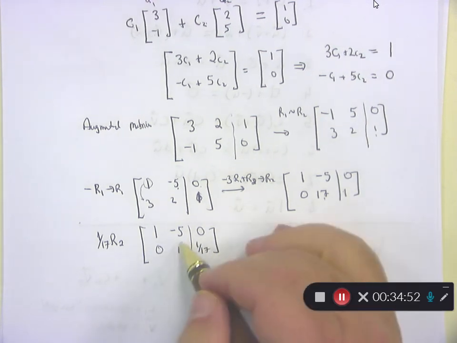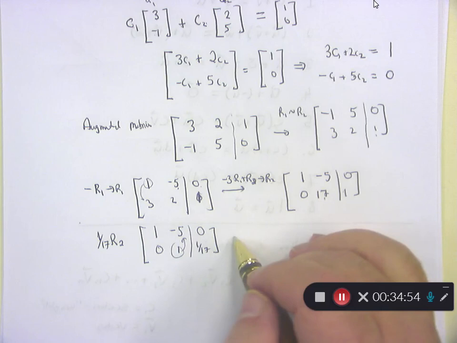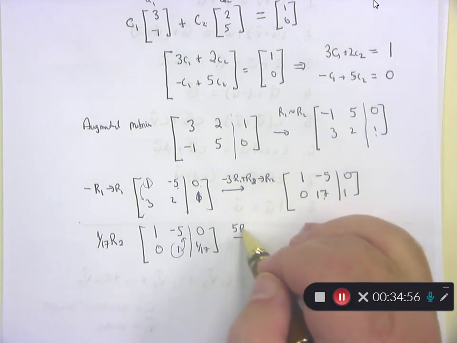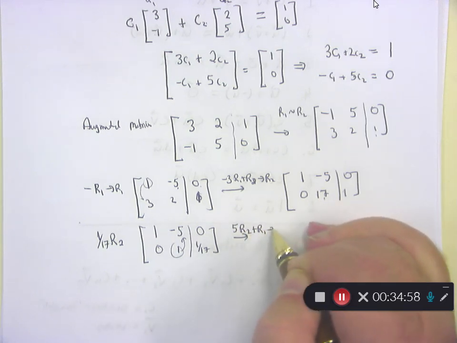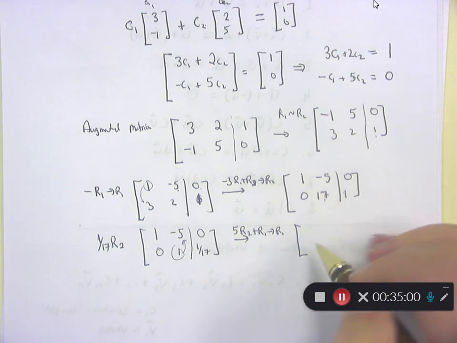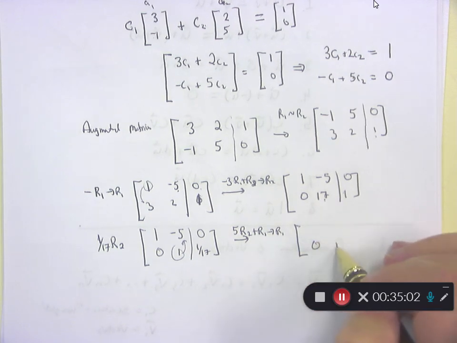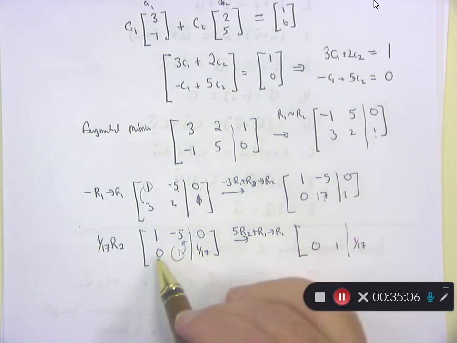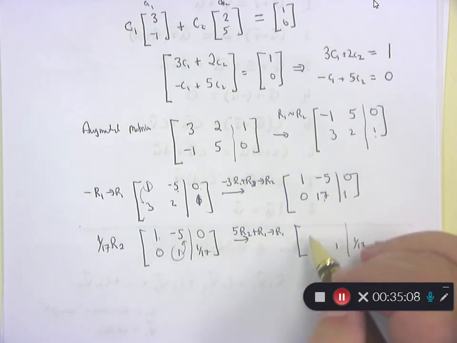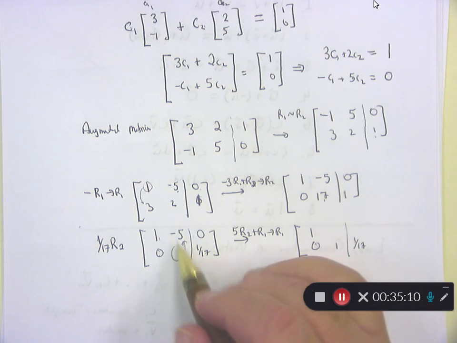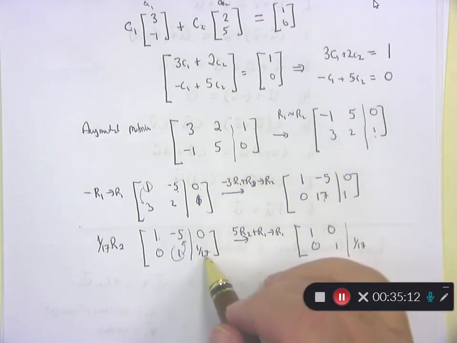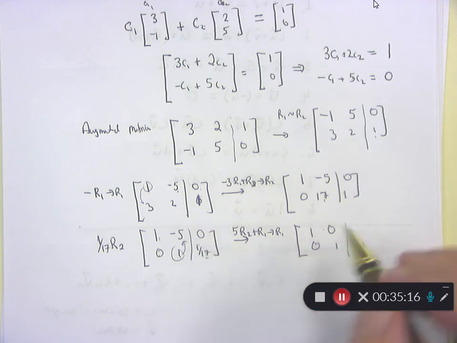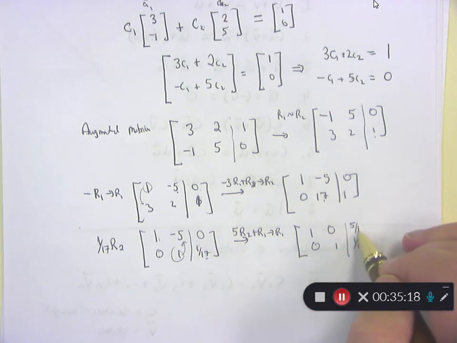And then I've got one more move to make. Sweep up and kill him. I'm going to multiply 5 times row 2, added to row 1, replace row 1, and then you end up getting 1, 0, 5/17 and 0, 1, 1/17. Sweeping up, 0 times 5 is 0 plus 1 is 1. 5 times 1 is 5 plus -5 is 0. 5 times 1/17 is 5/17 plus 0 is 5/17.